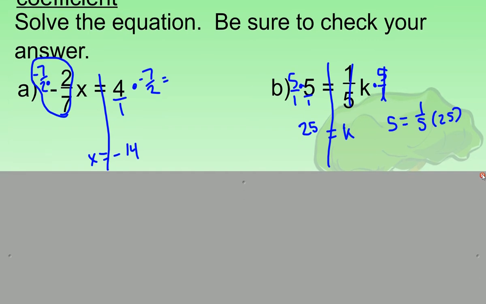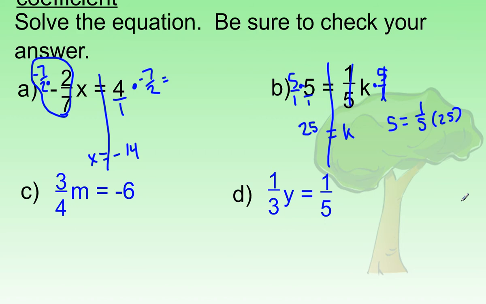What I'd like you to do is try these two problems, please. Letters C and D. Pause the video, try them on your own. When you're ready to continue, hit play, and we'll go through them together.